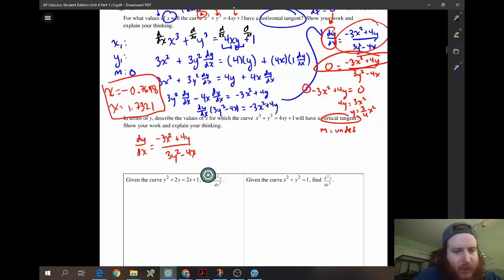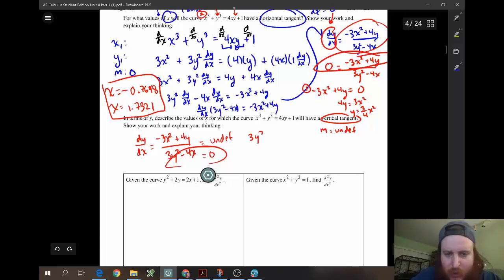If it's going to have a vertical tangent, though, basically what we're saying is that the slope is undefined, but what that means is we're going to take the denominator and set the denominator to 0. So we can say 3y squared minus 4x is going to equal 0. So now, that's my first equation. My other equation was the original.